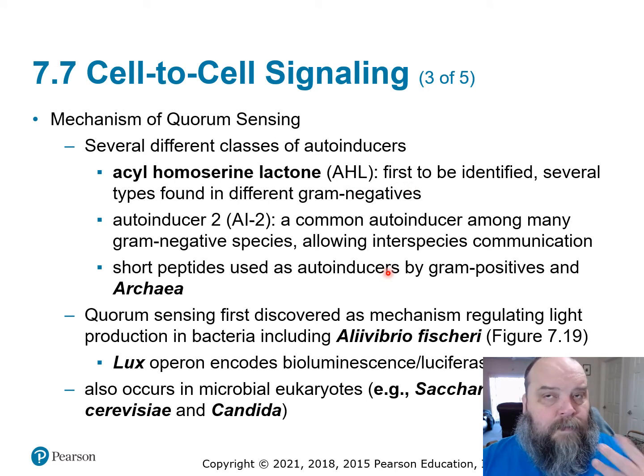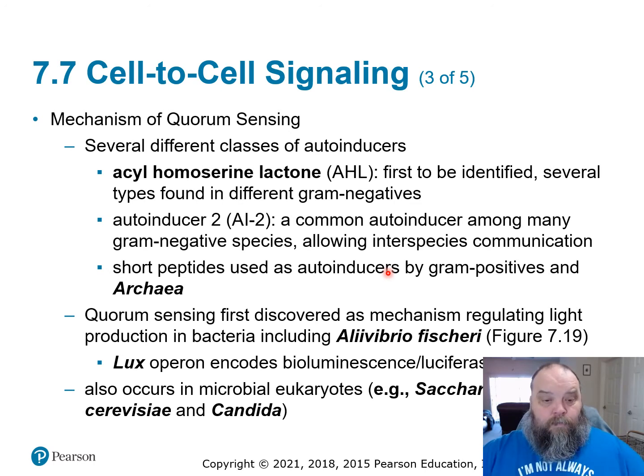Okay, this is the first to be identified. They found it, they saw that there's others. Autoinducer 2, also referred to as AI2. You see this one's common in gram-negative species. This one also seems to allow interspecies communication. So bacteria, microbes of different species can trigger responses with each other due to AI2 concentrations in a given environment.